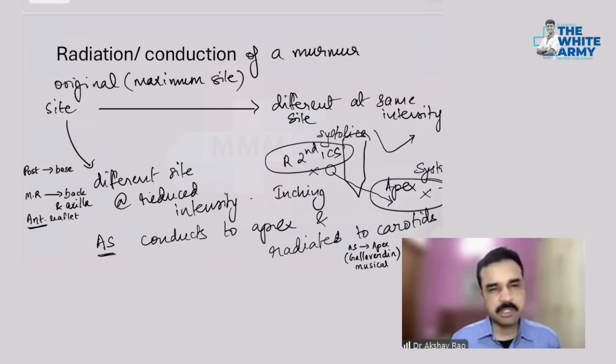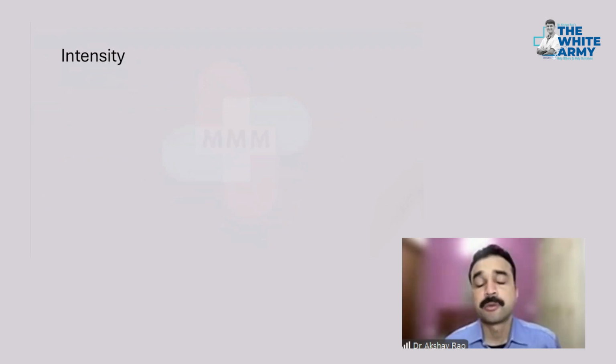Clear? There are some murmurs which are very well localized, like for example, mitral stenosis. The mitral stenosis murmur, the mid-diastolic murmur, is very well localized. If you keep your chest piece just a little bit away from the apex, from the mitral area, you'll miss the mitral stenosis murmur. That's how it is. Very well localized, easy to miss.